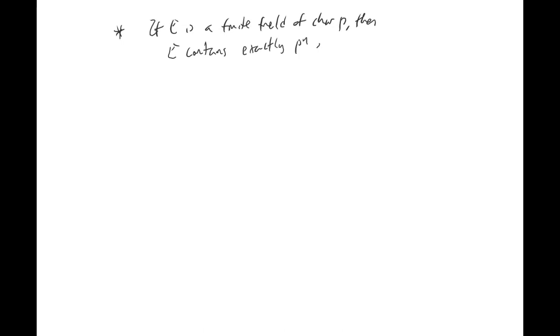But all right. Finite fields, if you really want me to go over it, I'll just go really quick. If E is a finite field of characteristic p, then E contains exactly p to the n elements, for some n.